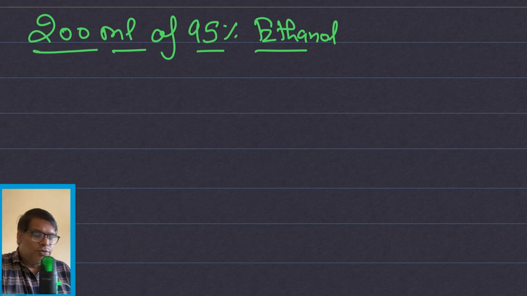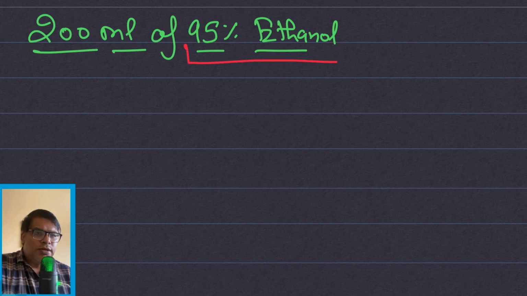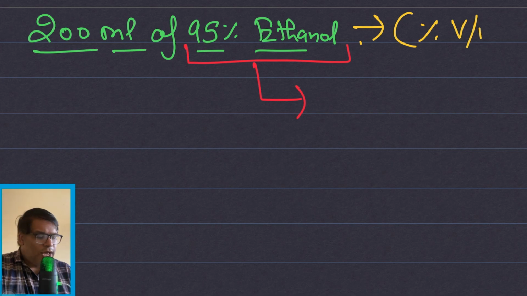Can you do this yourself? Okay, don't worry, I will teach you. Now try to see here. Here you have to see everything clearly. You have to prepare 95% ethanol, and you have to prepare 200 ml. You know very well ethanol is liquid, so here you have to prepare a percent volume by volume solution.